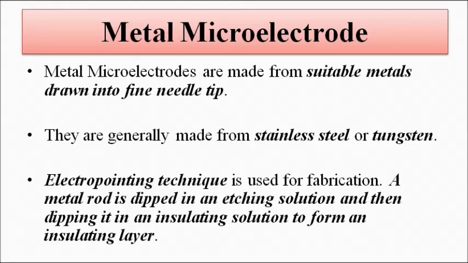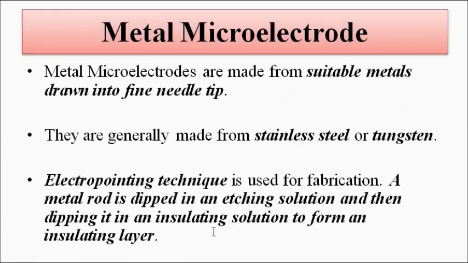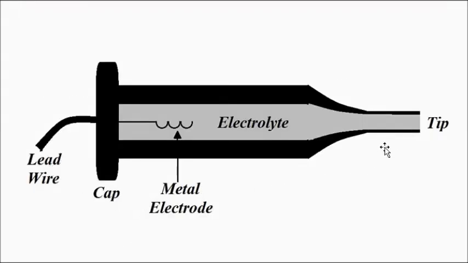So here heat is not used. In the case of the glass microelectrode, heat is used to soften the glass and get the required shape. Here the etching solution is used to remove material, just like we chip away the rough edges. The etching solution does the same job, and it helps in getting the required shape. After we get the required shape of the metal, it is dipped in an insulating solution to form an insulating layer. So the metal microelectrode looks something like this.